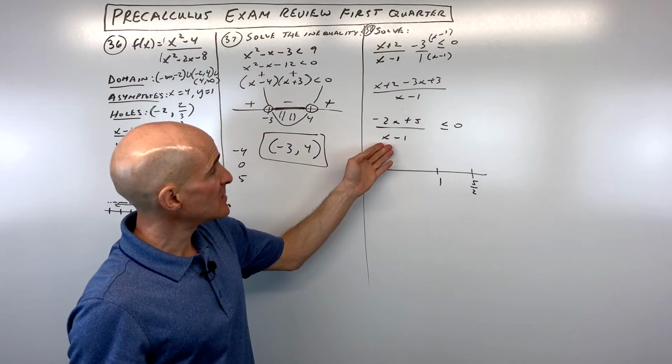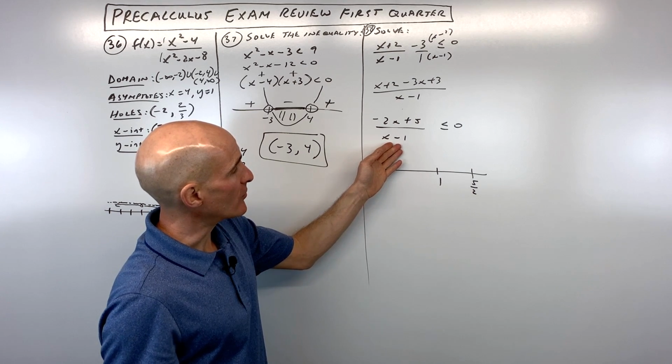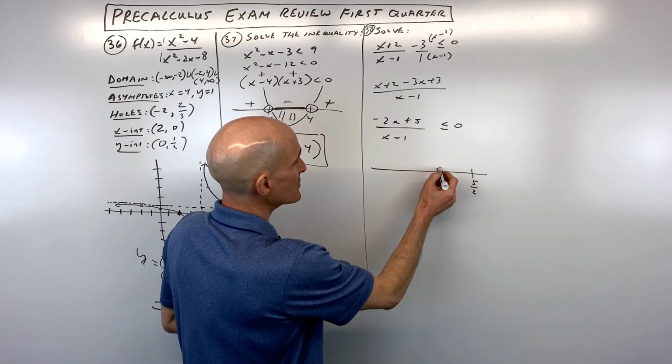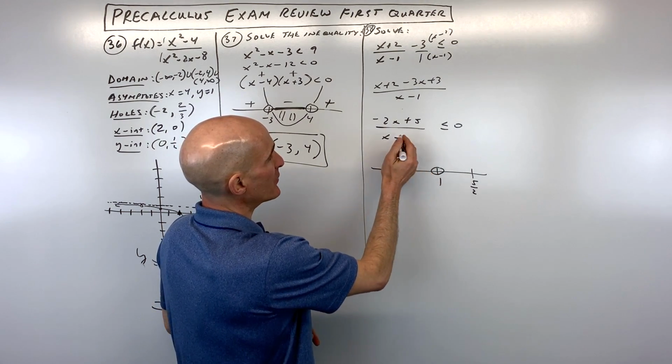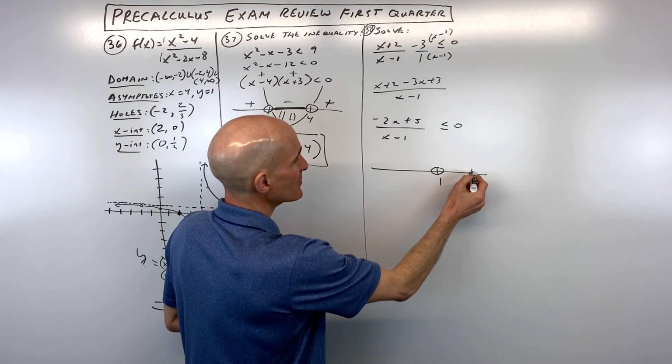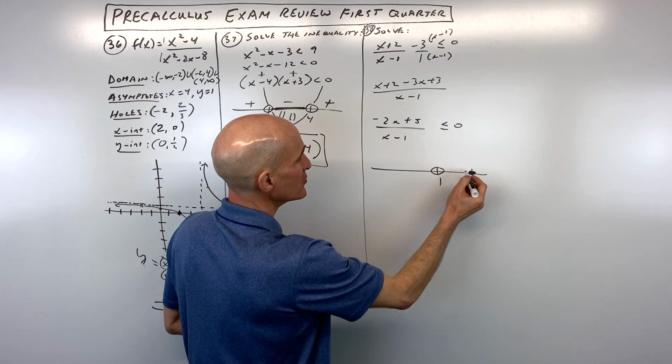The important thing to pay attention to, though, is the denominator can never equal 0, right? Because that would be undefined. So this is going to be open, meaning it can't include 1, can't be 1. But the numerator can equal 0, 5 halves. So this is going to be closed, meaning it includes that point.